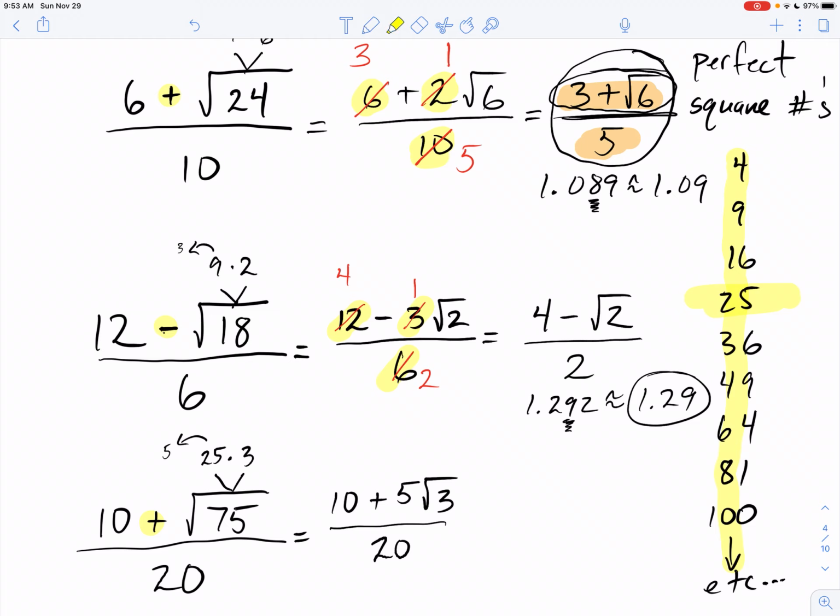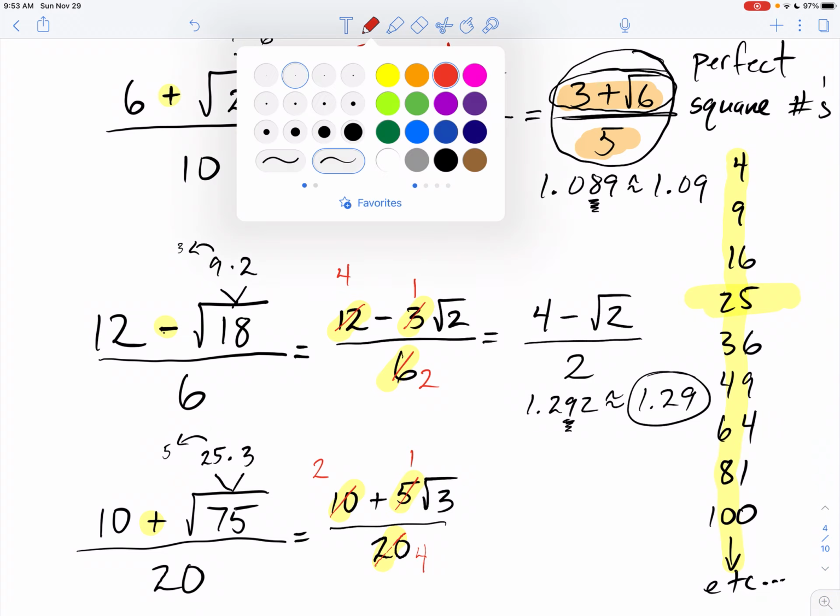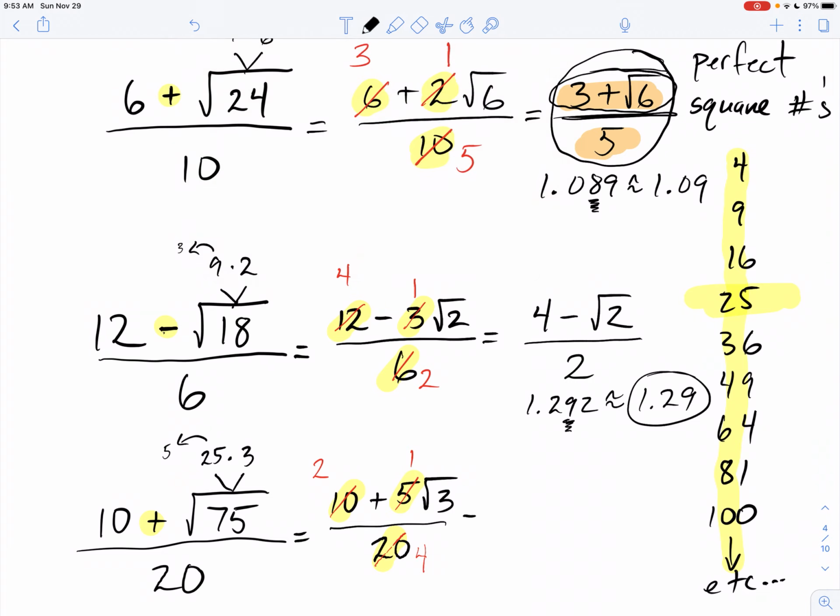And only now do I get to look and say, do all three of these numbers have a common factor? And yes, they do. That common factor is 5. So I could say 5 goes into that once, 5 goes into that twice, 5 goes into that 4 times. So if I clean this up and I rewrite this answer, I get 2 plus root 3, the whole thing divided by 4. And once again, don't do this.